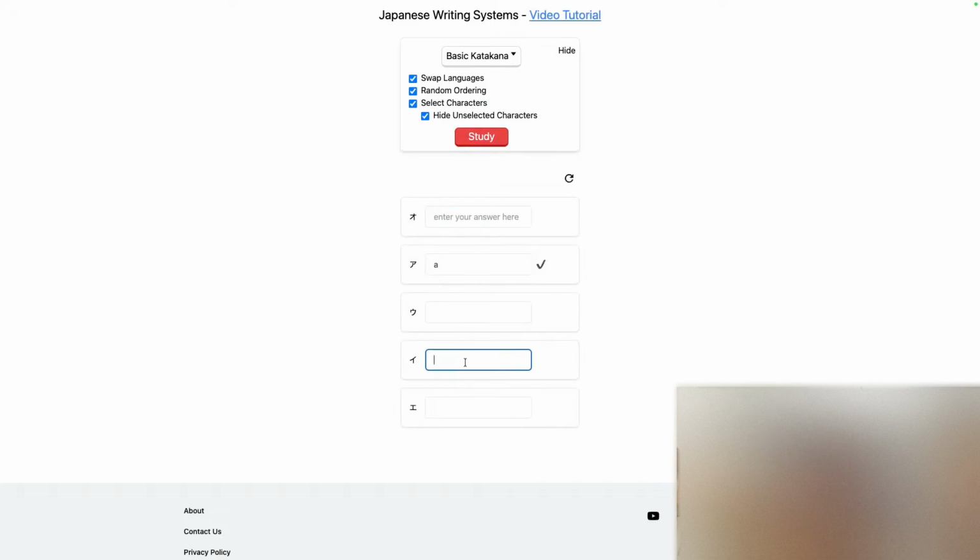So I know this is A, this is E. So it's U, E, O. So maybe this one's O. And then this one is E. There we go. This one's U. Nice. Let's apply random ordering again. So I'm not too bad, it seems, with the vowels. So that's good. Let's apply random ordering again. So this is U. This is A, O, E, E. So that's nice.